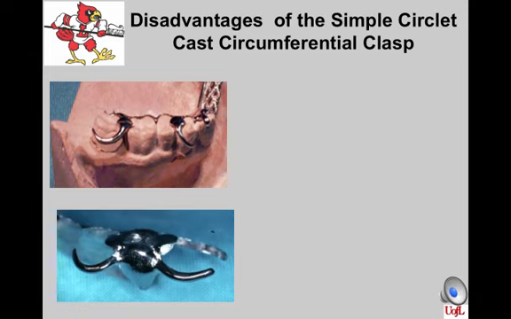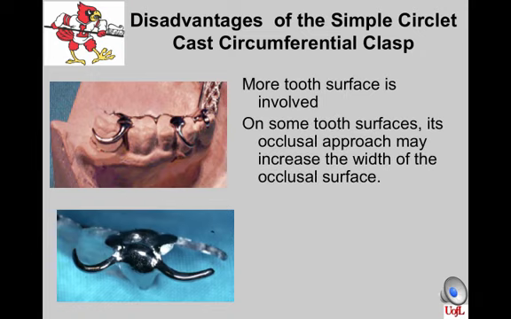There are some disadvantages of the cast circumferential, and they include, first, large amounts of tooth surface are contacted by the clasp arms, so oral hygiene is essential in order to minimize tooth decay. Secondly, they alter the tooth morphology, and care must be taken to place the arms where it does not affect food elimination or occlusion, because they increase the width of the tooth.